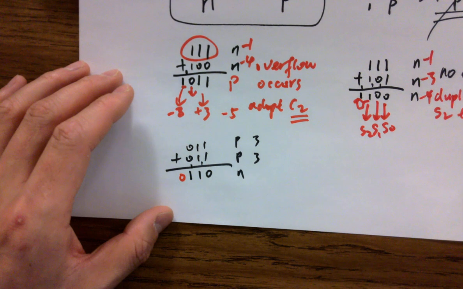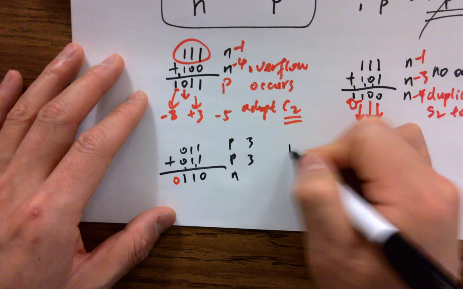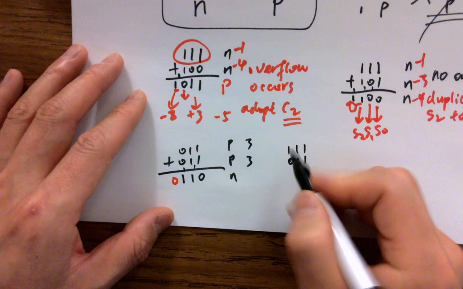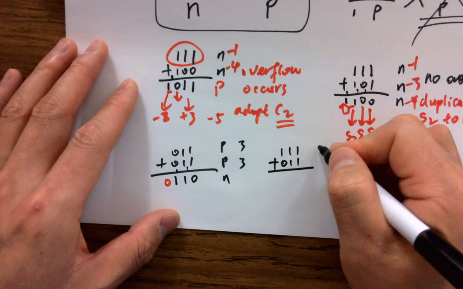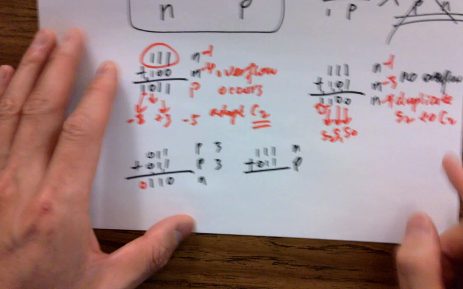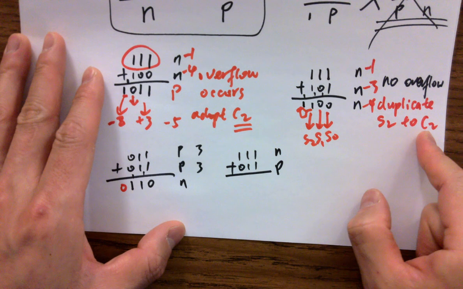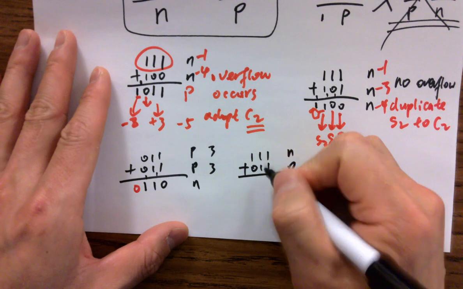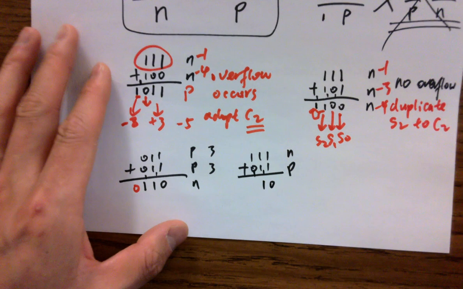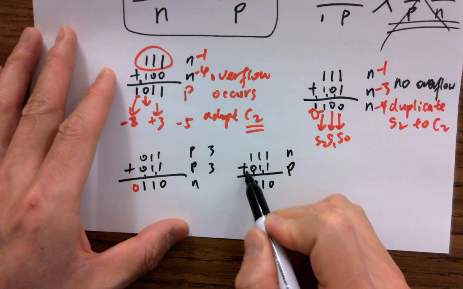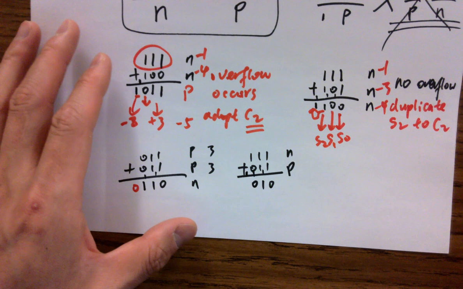Do I have a better example? Let me see another example. For example, 1, 1, 1, 0, 1, 1. Let's see what's gonna happen here. So this is NP. So we know there's no overflow. When there's no overflow, we should use S2 as C2. Okay, now let's see. 0, 1, 0, and there's a carry out actually. Okay.